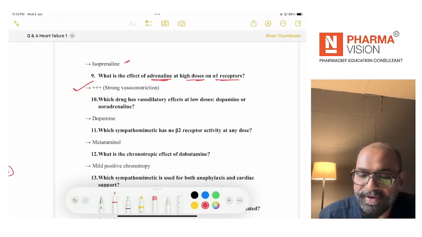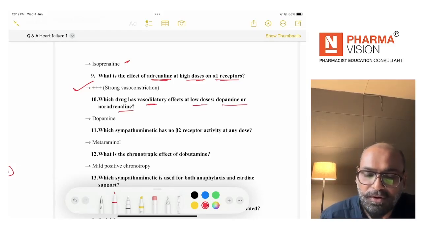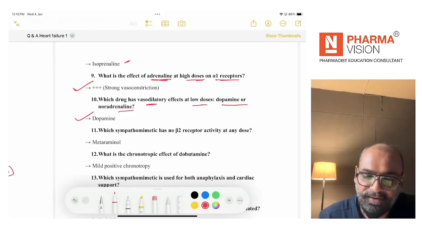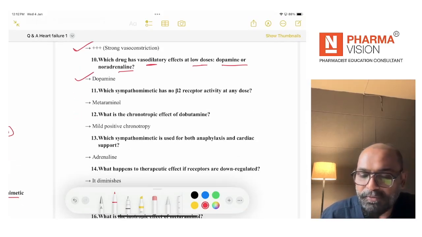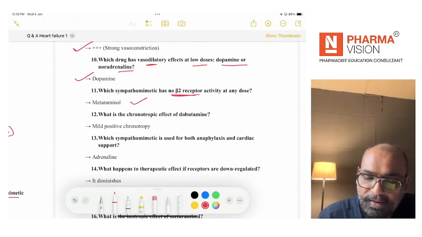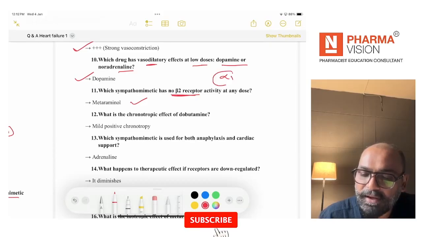Which drug has a vasodilatory effect at the low dose? Dopamine or noradrenaline? Noradrenaline has only a vasoconstrictory effect. Dopamine at the low dose has a vasodilatory effect. Which sympathomimetic has no beta 2 receptor activity at any dose? Metaraminol. Mainly metaraminol has an effect on alpha 1.